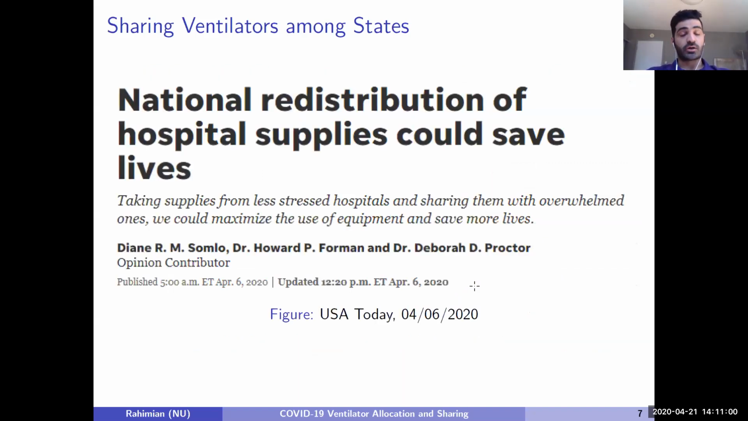and you would also see some articles in the news about such a possibility. In this article in USA Today on April 6th, it was mentioned that we can get equipment and resources from less stressed hospitals and states and share them with overwhelmed hospitals and states in order to reduce the shortfall of ventilators and to save lives.